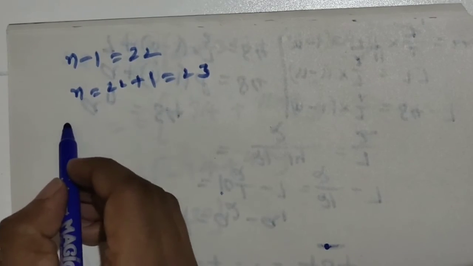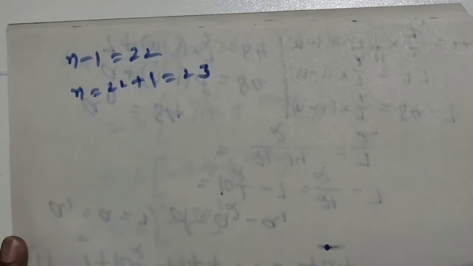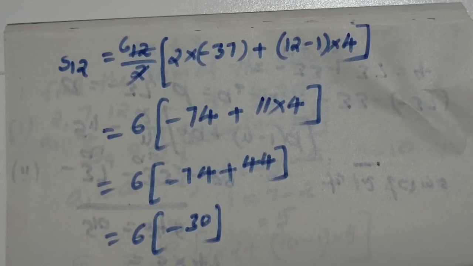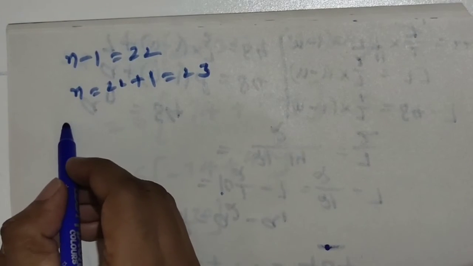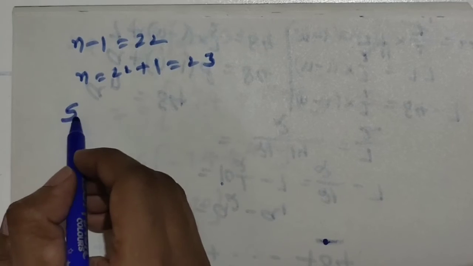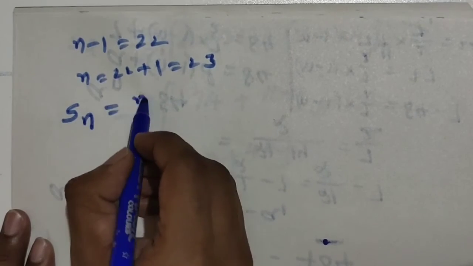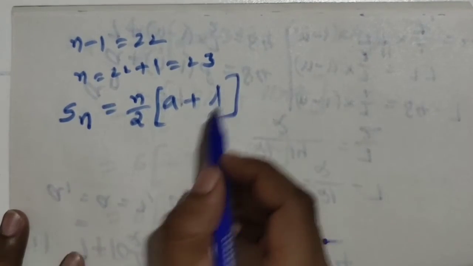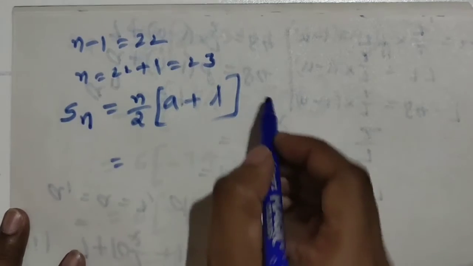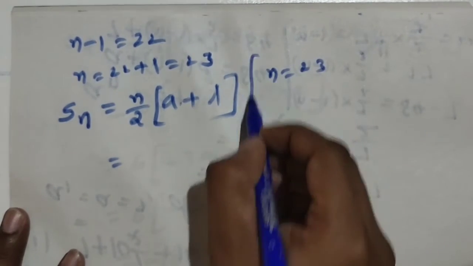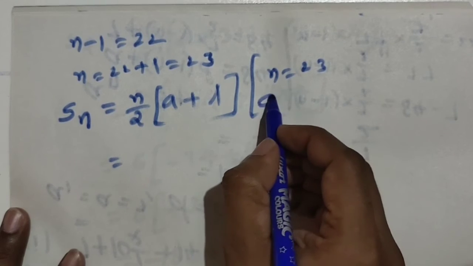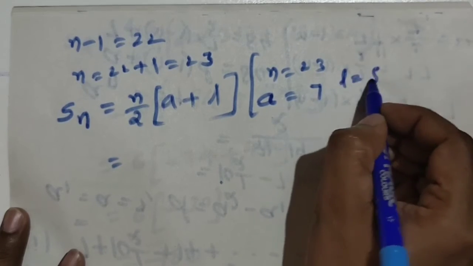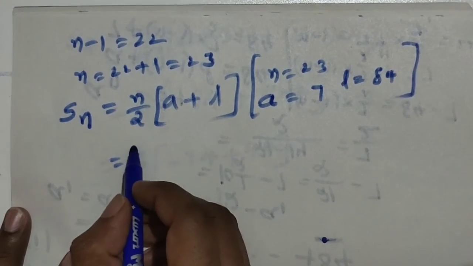Okay, now go for the sum of these 23 terms. That means in this progression 7 to 84 we have 23 terms. So we need to find the sum of those 23 terms. So now apply the Sn formula. Another formula we have, that is n by 2 into a plus l, or a plus an. So now here n value is 23, a value is 7 and l value is 84. Substitute all these values.